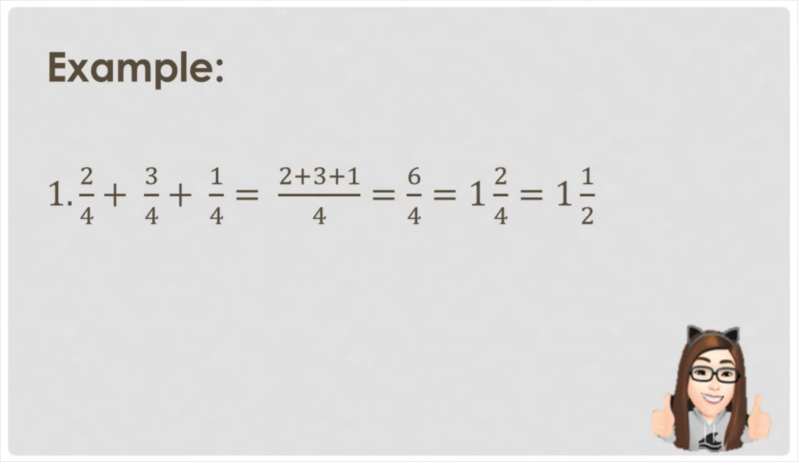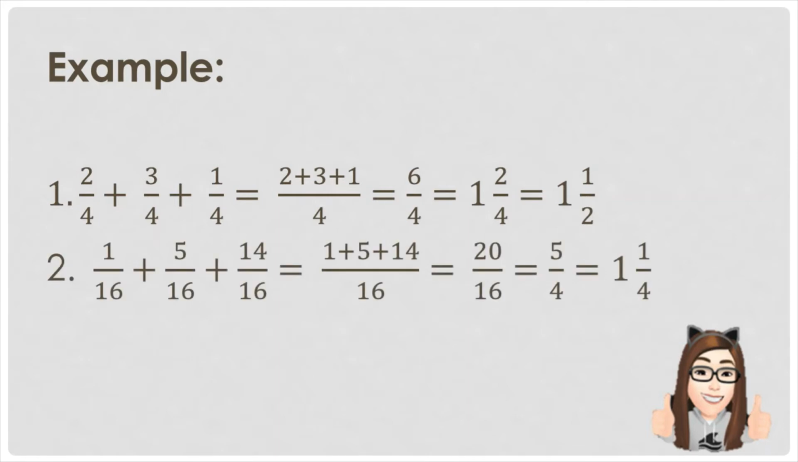And for 1 and 2/4, we can actually find the lowest term of 2/4 by simply finding the GCF of 2 and 4, and that is 2. So 2 divided by 2 is simply 1, and 4 divided by 2 is simply 2. So our final answer now is 1 and 1/2.